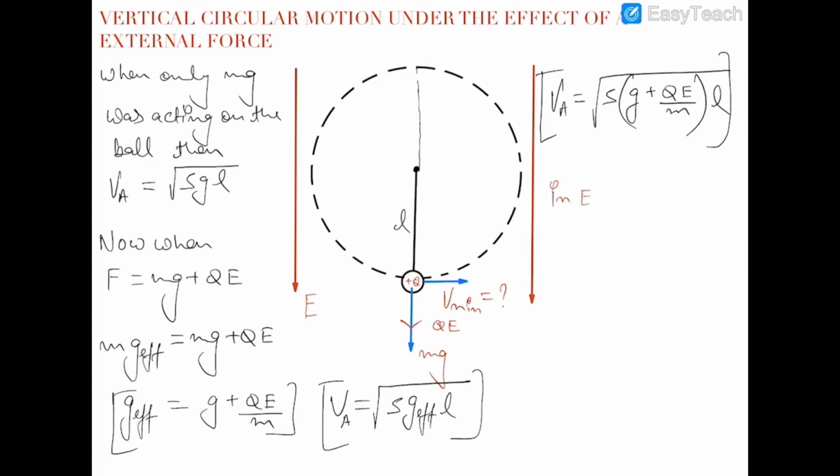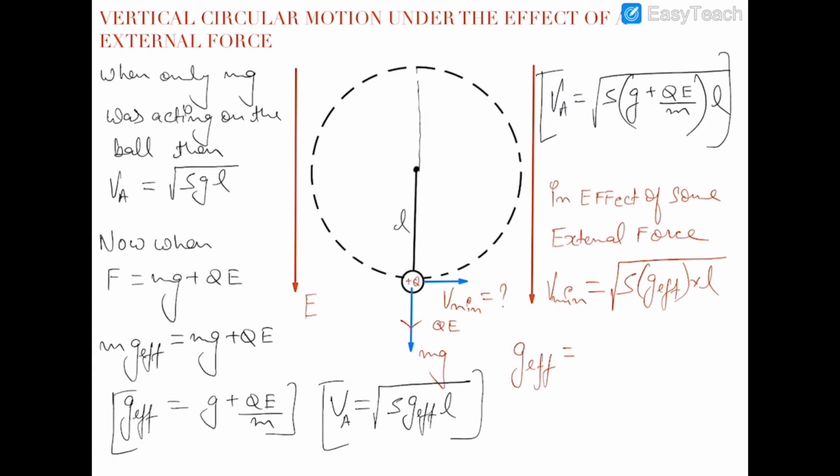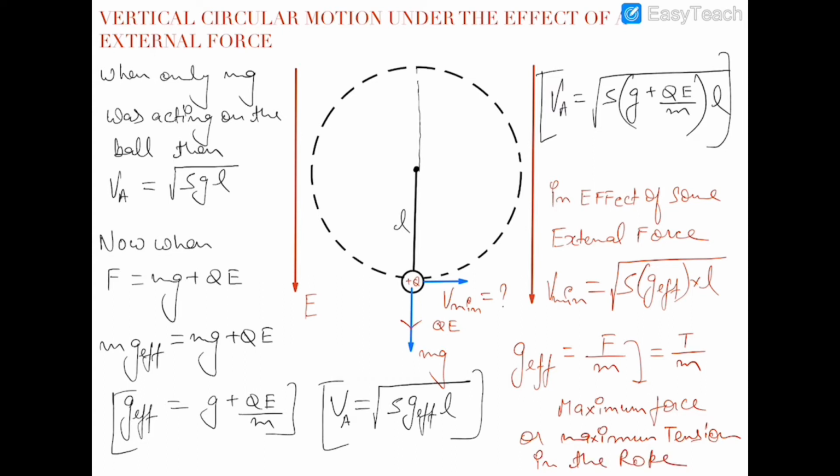This is a direct concept that in the effect of some external force, V minimum at the lowest position can be written as under root 5 g effective into L, where g effective will be equal to F upon m, where F is the maximum force, or it is also equal to T upon m, where T is the maximum tension in the rope. So this is the concept.